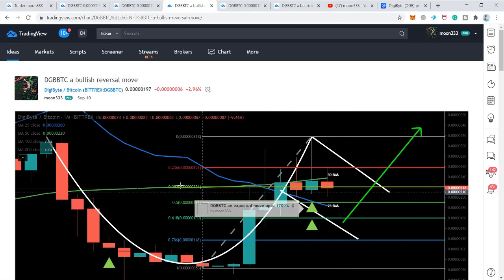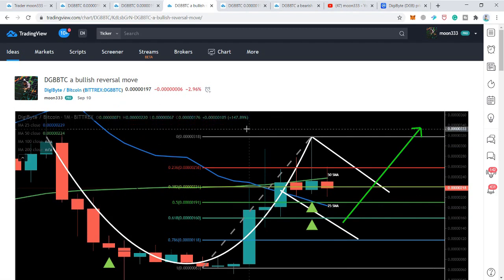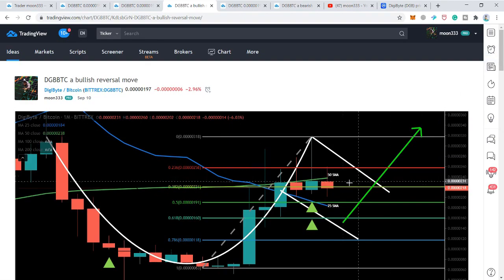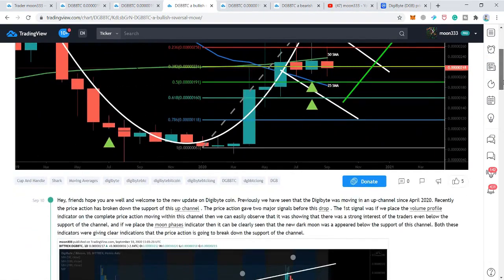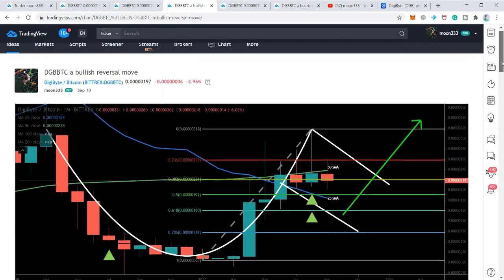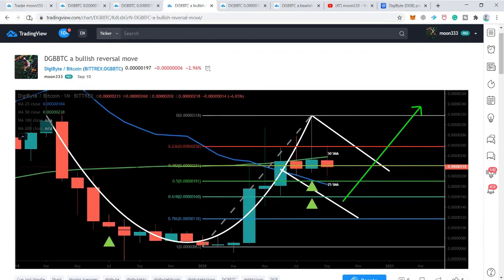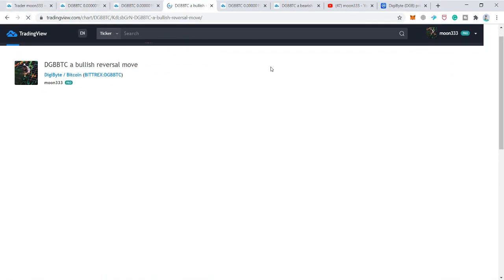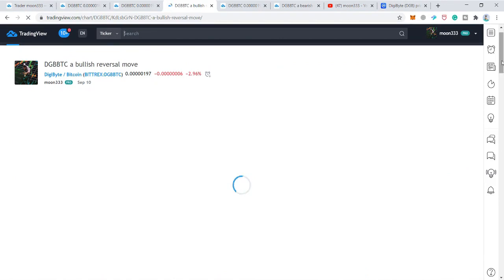By the way, this is not the live chart. This is the chart that I published on the 10th of September, with the idea that the price action can move up from this level. I think I've already played this chart. Let me refresh it, and after that I will play this chart before you.